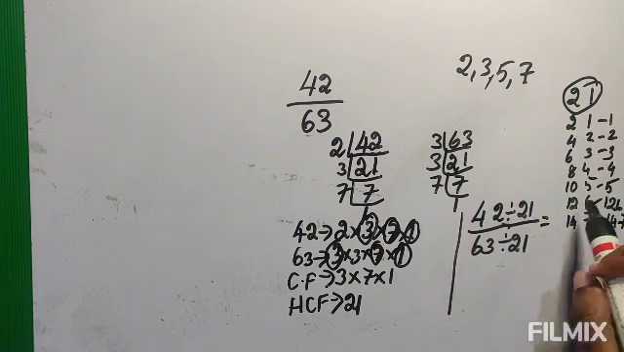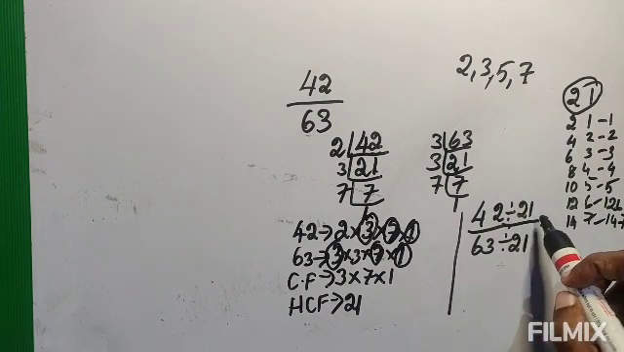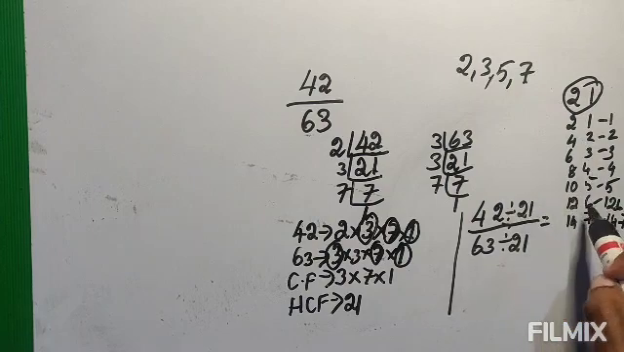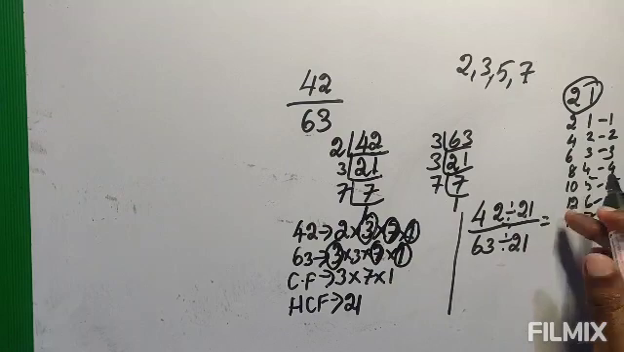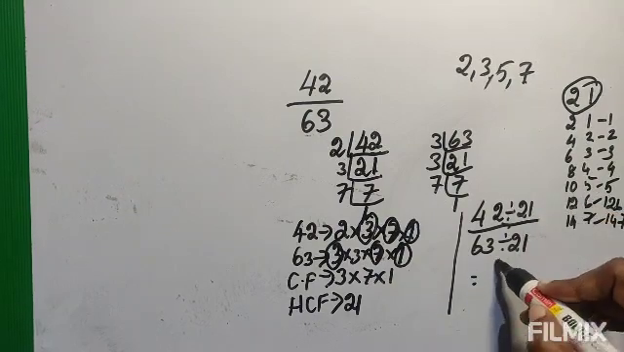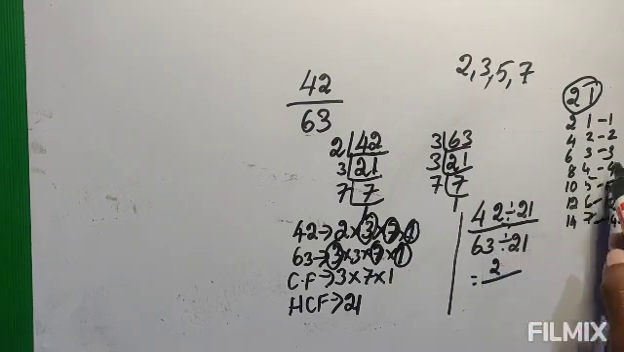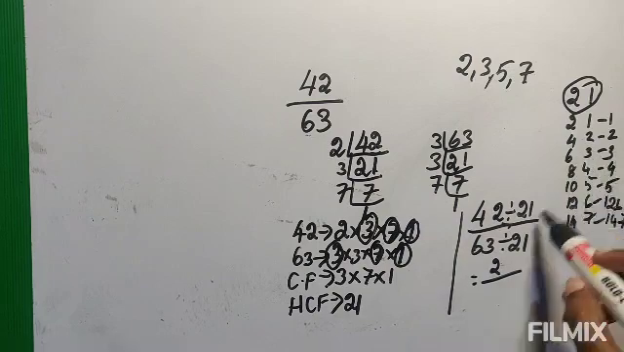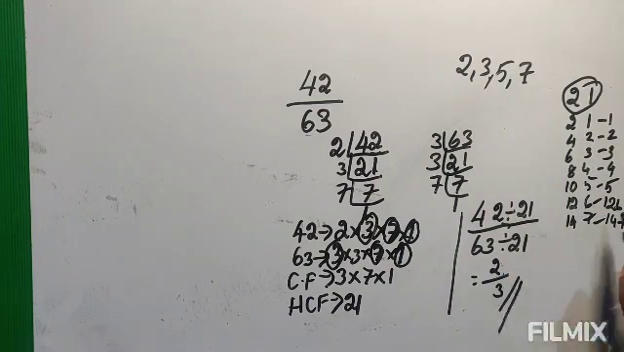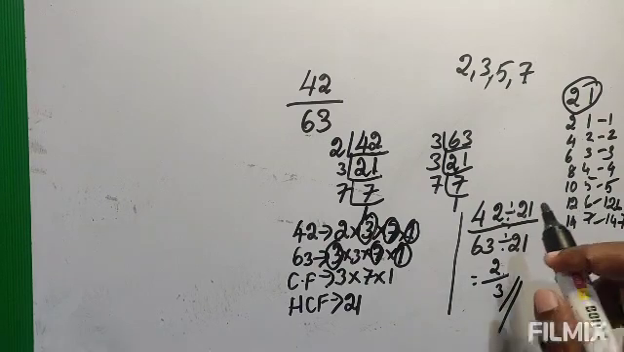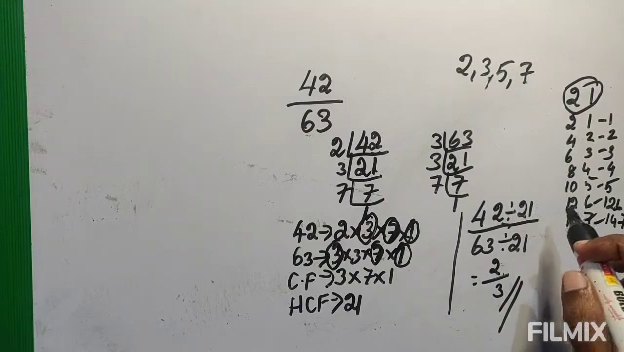So now 42 divided by 21. 42 is how many times? It is 2 times. So 42 divided by 21 is 2. Again 63 is how many times? It is 3 times. So 2 by 3. This is the reduction of the fraction that was given. This is the way you can reduce.